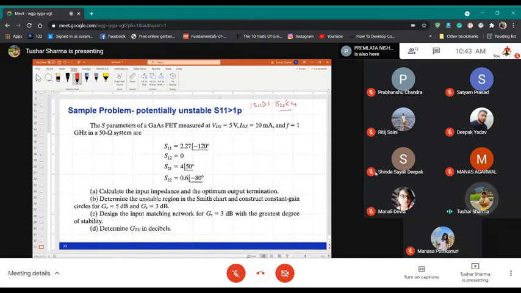If the magnitude of S22 is less than 1, then this is very straightforward. S22 will give you gamma L. So you can directly say your gamma L is S22 conjugate. That will be the optimum termination. So I have the answer for it. My gamma L is nothing but 0.6 angle 80.